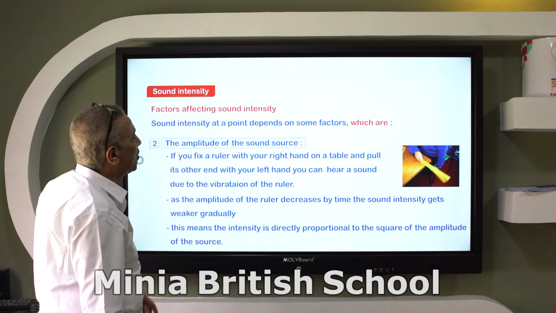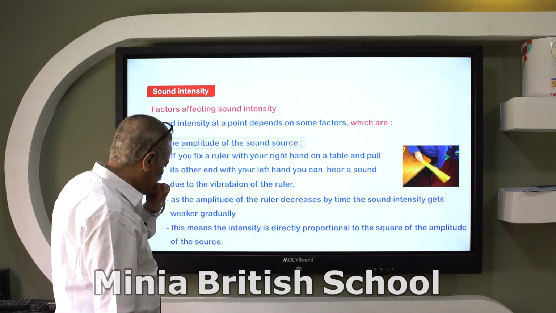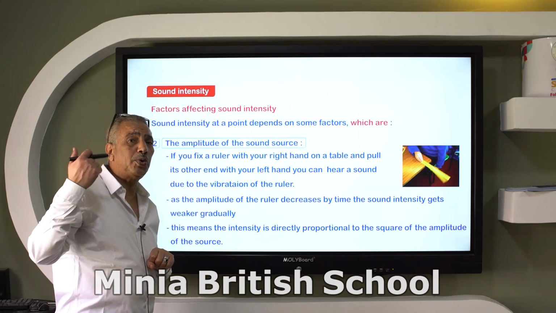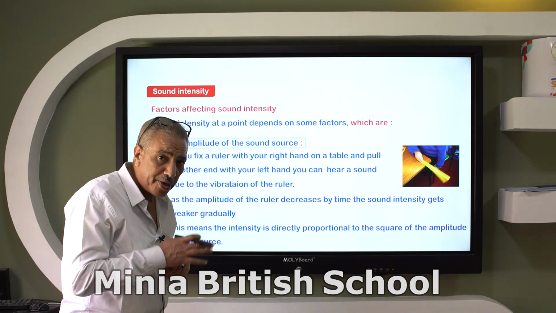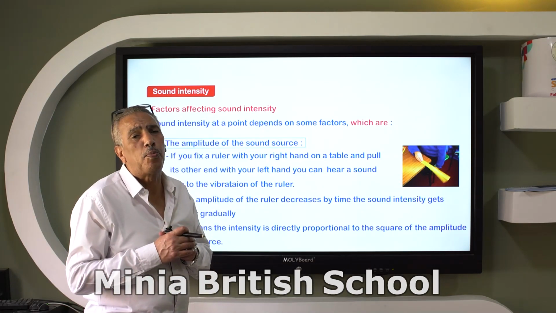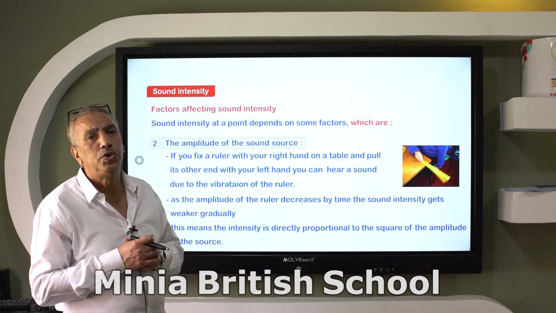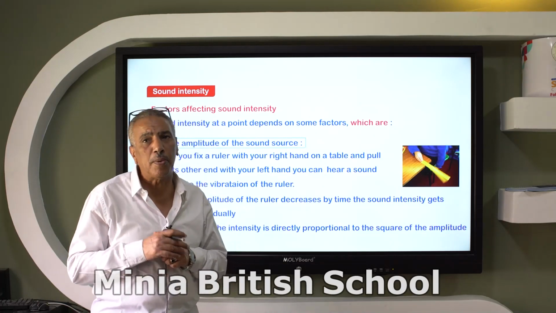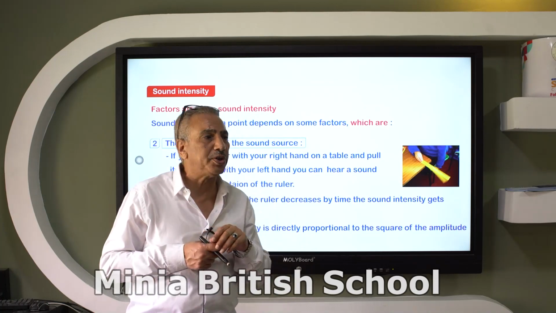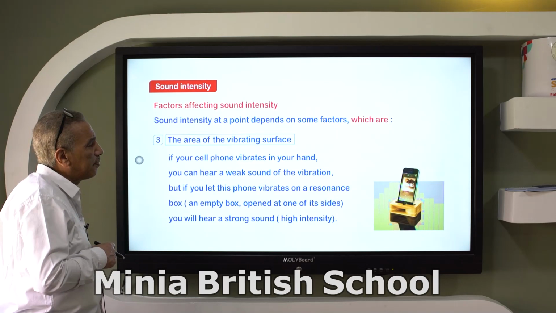The second factor is the amplitude of the sound. We had the meaning of amplitude before, the maximum displacement. Intensity of the sound is directly proportional with the amplitude square. Thus, if the amplitude increased to the double, the intensity of the sound will increase 4 times because it is amplitude square.